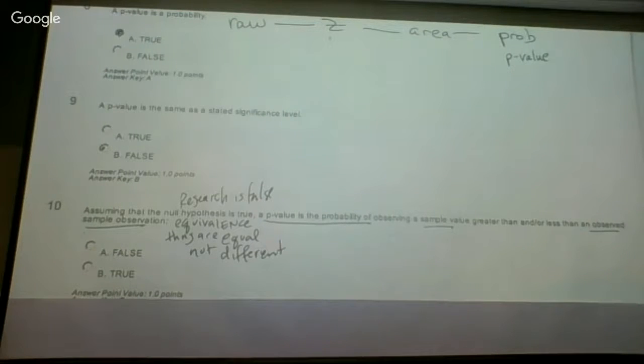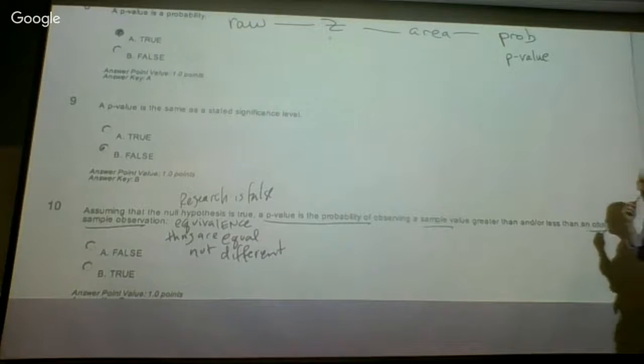Jane, what do you think? Doesn't it have to be equal, greater than or equal to the sample value? What has to be greater than or equal to the sample value? The probability of observing it has to be. Observing what?